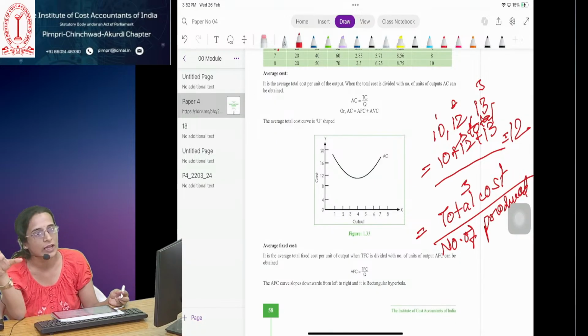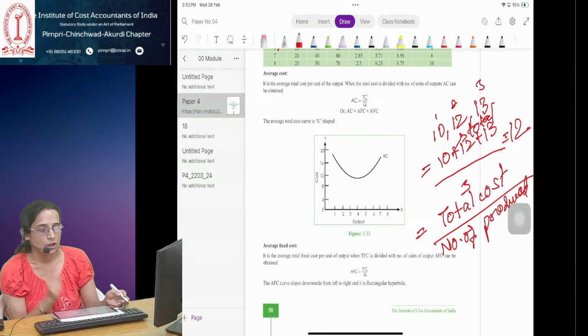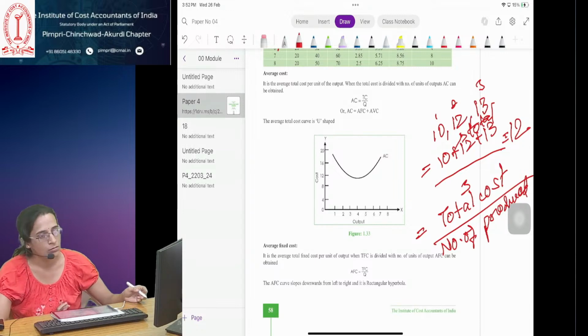Another one thing, what can be average cost? Average, what we saw in the table, right? Average fixed cost plus average variable cost can also give us average cost, right? If we add up average fixed cost and average variable cost, we'll get average cost, what we saw in the table. So these two will help us in determining the average cost.